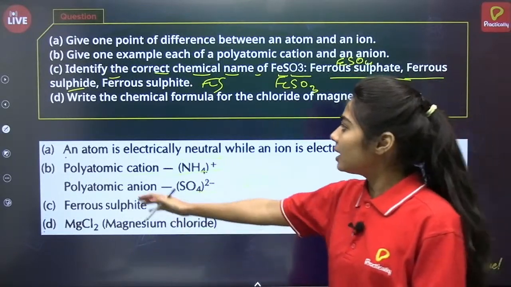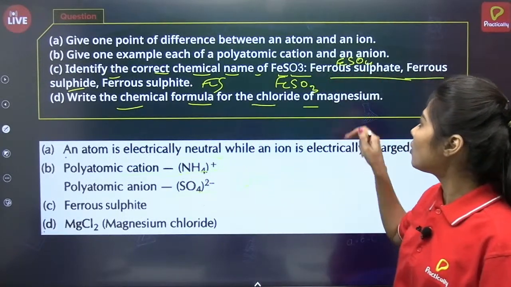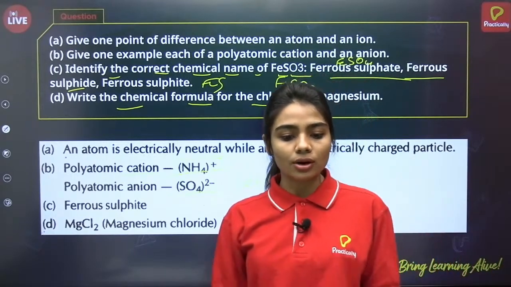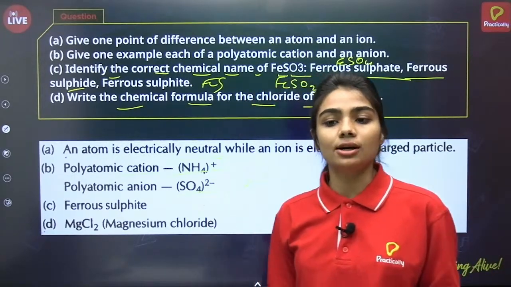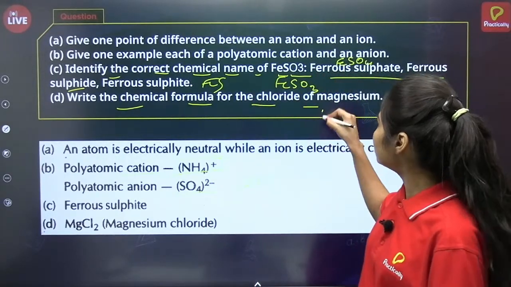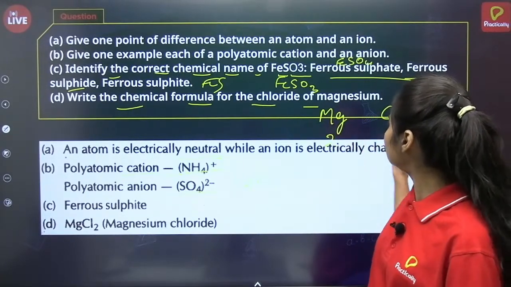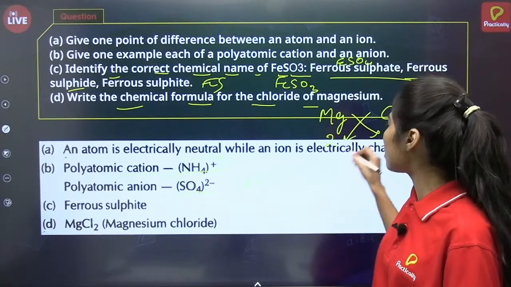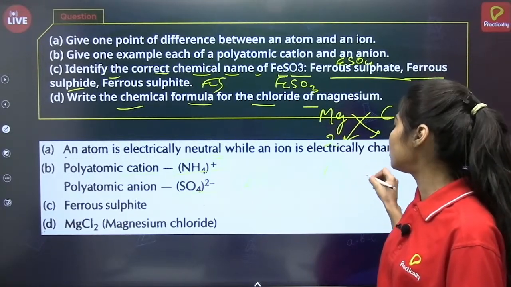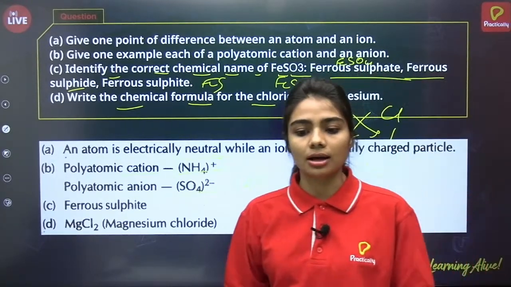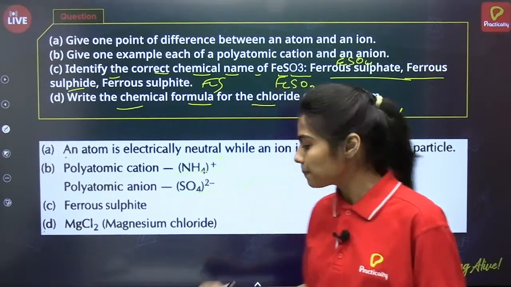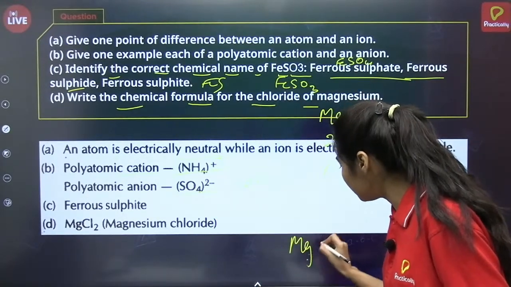Then write the chemical formula for the chloride of magnesium. We have already done this, MgCl2. Because magnesium has valency 2 and chlorine has valency 1, by crisscross we get MgCl2. This should be your answer.